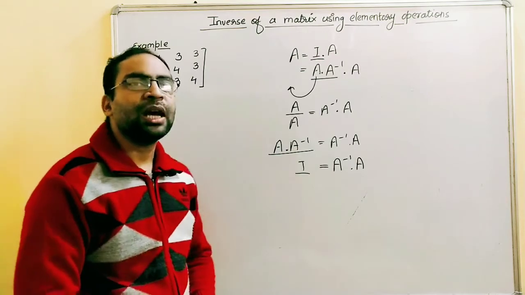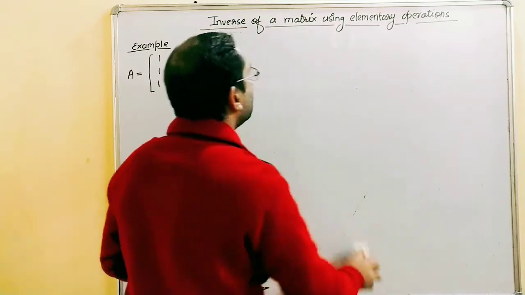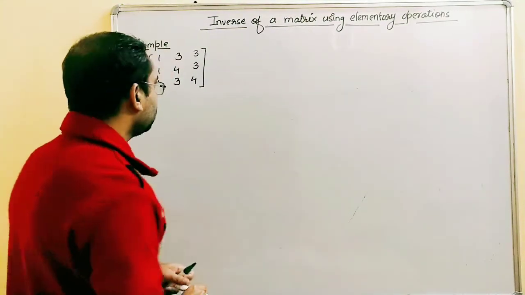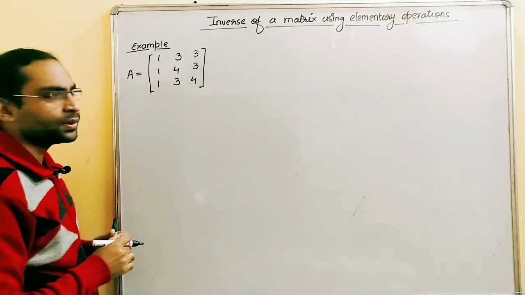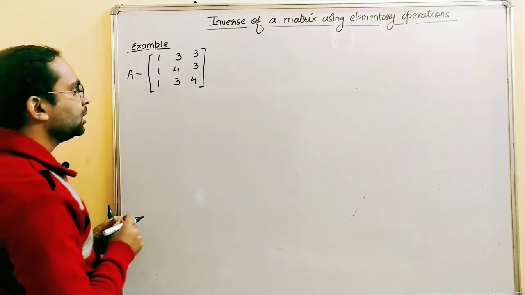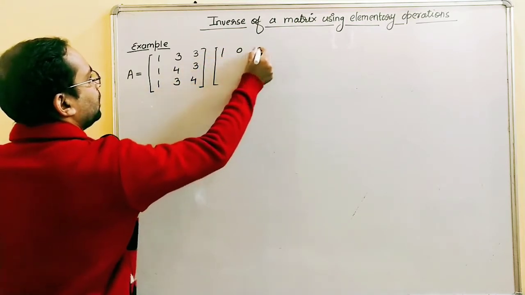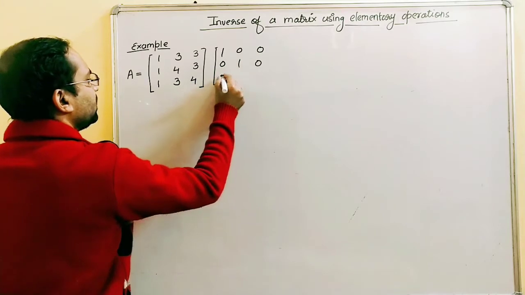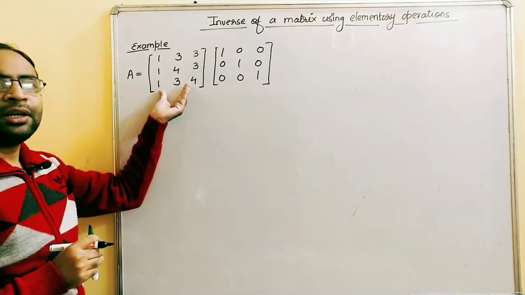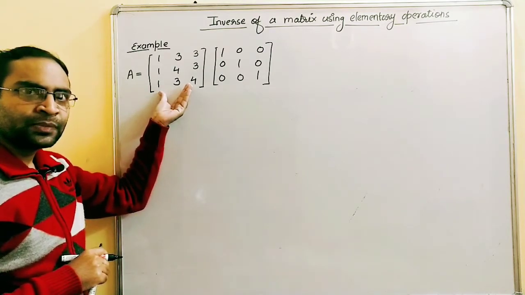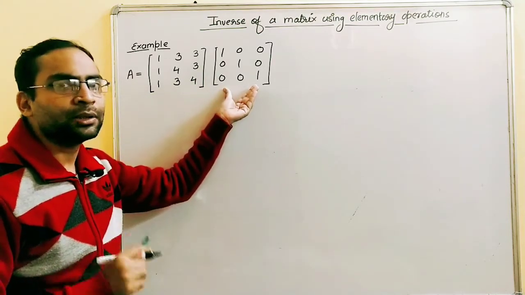So let's see this with an example, how we can find out the inverse of a matrix using elementary operations. So I am writing this A. This is an example. A is a 3 by 3 matrix and I need to find out the inverse of this. To do so, I am also writing the identity matrix here. So this is the identity matrix with the same order. I will convert this A into identity using row elementary operations, and the same operations I'll perform on this identity matrix, and this will be converted to the inverse matrix.